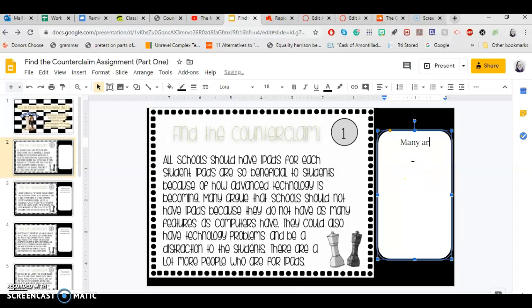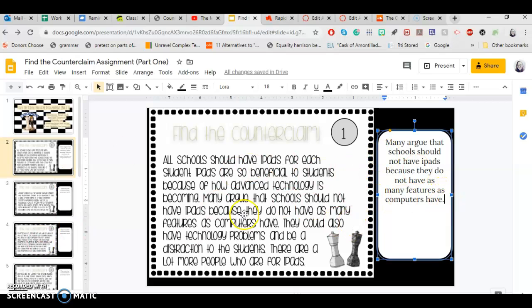So: many argue that schools should not have iPads because they do not have as many features as computers have, right? So that is the counterclaim. We could even go so far as to continue and say they could also have technology problems and be a distraction to students. But we're just going to leave it like that. So that's our first counterclaim, right?